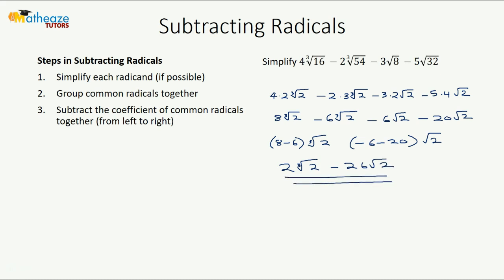Now you can see here a very important thing to note. Here we can see that the radicands are the same, but the degrees are different. So that makes these radicals very different, and so they do not have common terms.